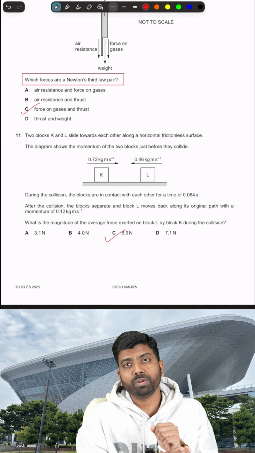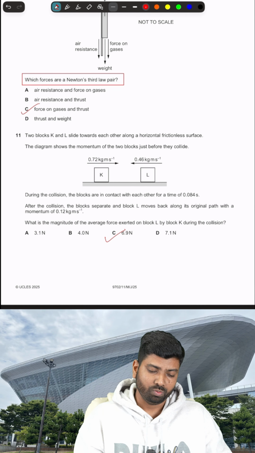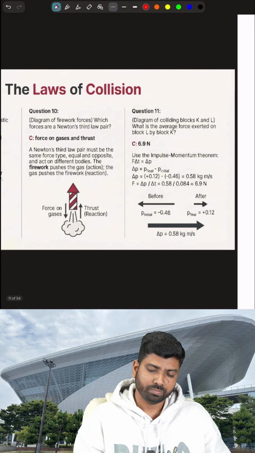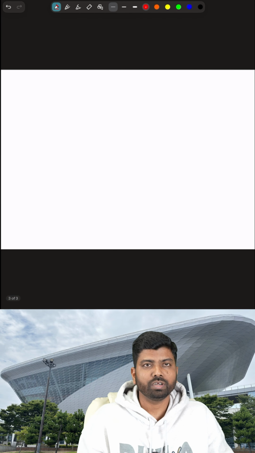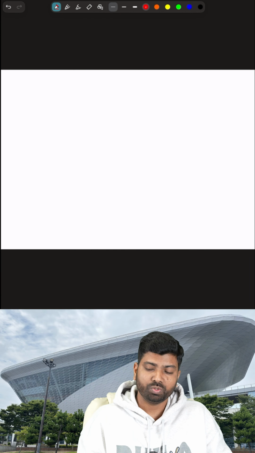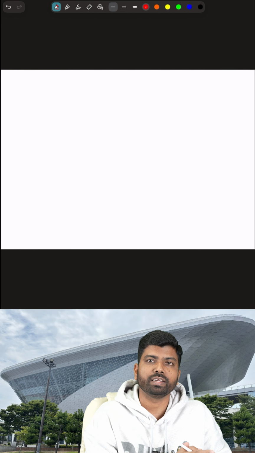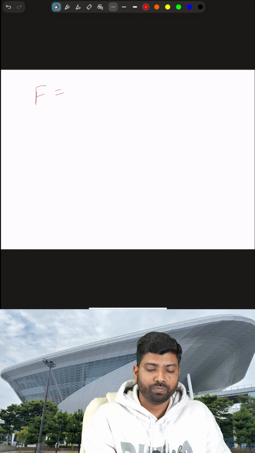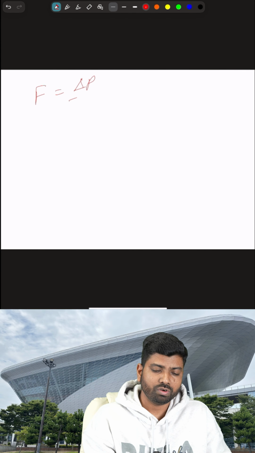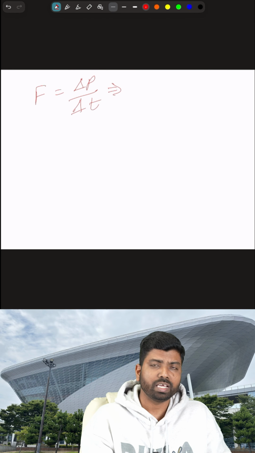So option C will be the right answer, but you need an explanation. So let me explain now. I want to show you my explanation. Okay, I want to give you a little more clarification. If I talk about Newton's second law of motion, the rate of change of momentum is directly proportional to the applied force and takes place in the direction of the force. So according to Newton's second law, the force is equal to the rate of change of momentum.